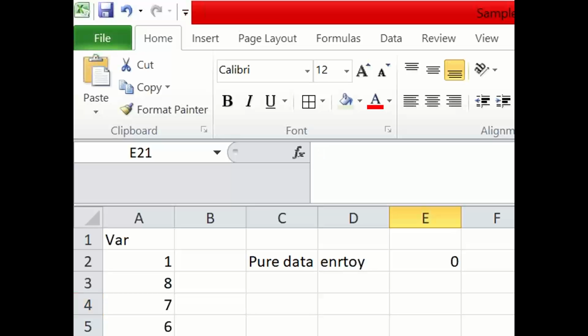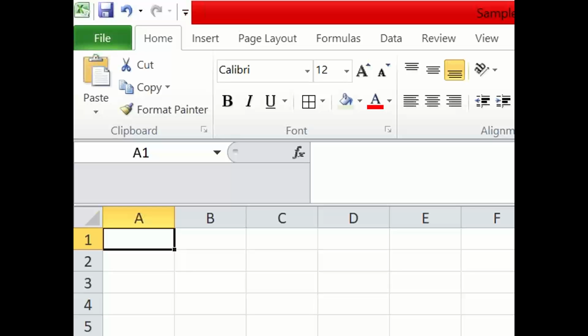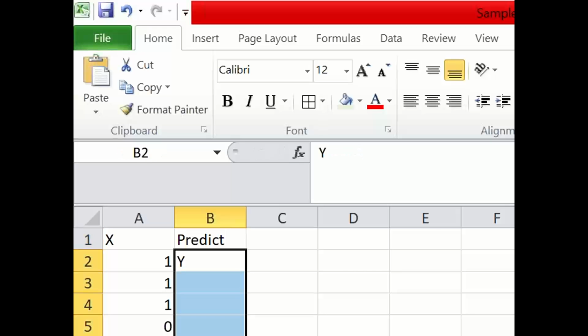Let me give you one more example. Same example only. All of you now try to calculate. This is the variable. Now try to calculate the entropy for this.